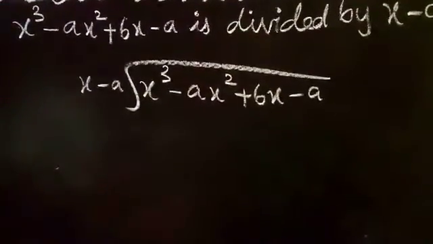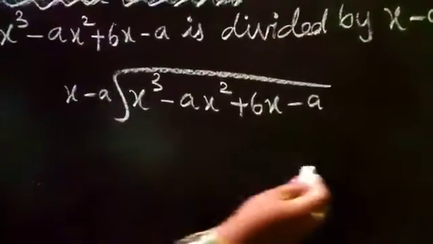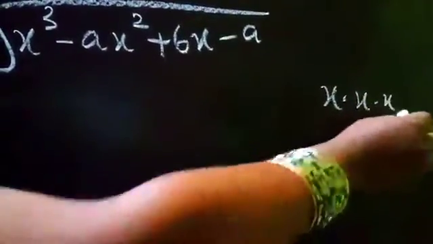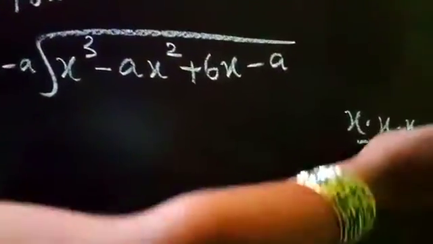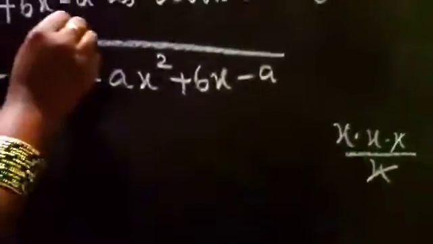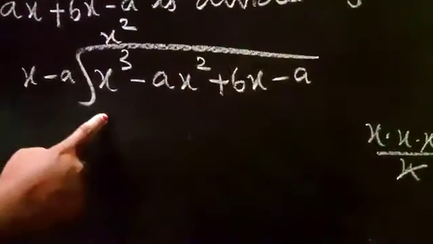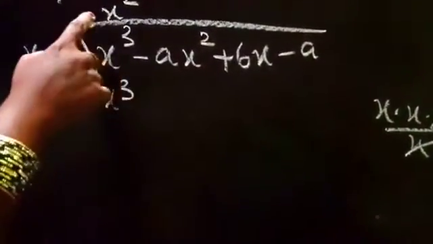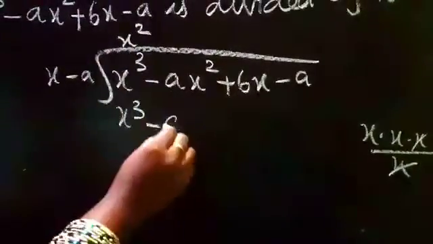So the first term we have is x cube, and here we have x. So what we are going to do? x cube means x into x into x. This is x cube divided by the first term x. Write it here. x and x get cancelled. So here x into x, it is x square. So x square into x we have to multiply and write in this place. x square into x, x cube, plus into minus, minus, x square into a, ax square.